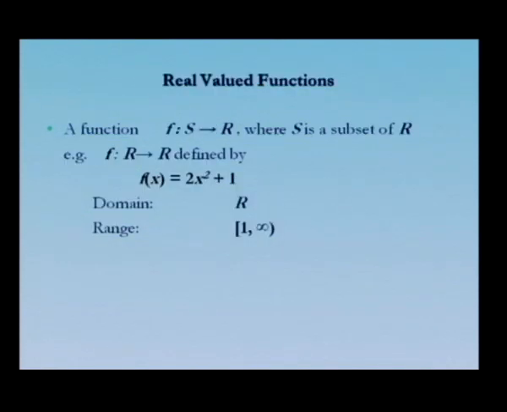A function f from S to R, where S is a subset of R, is called a real valued function. For example, f from R to R defined by f(x) equals 2x square plus 1. So this is a real valued function. Here the domain of the function is the set of all real numbers and its range is the interval 1 to infinity. There are many other examples also.